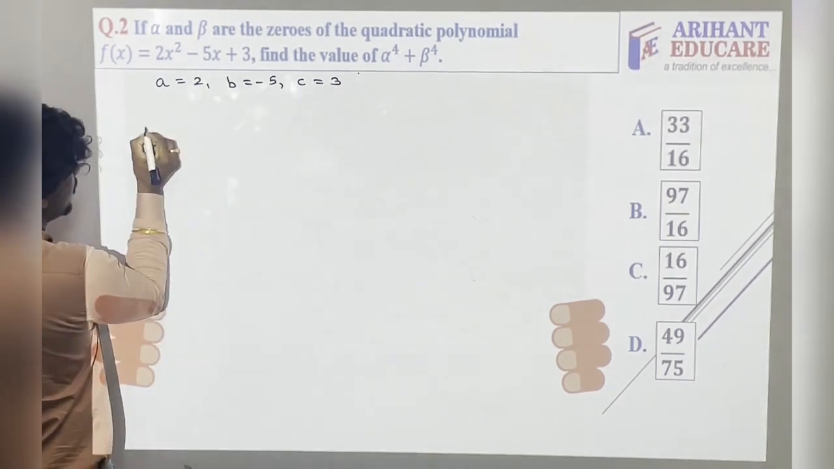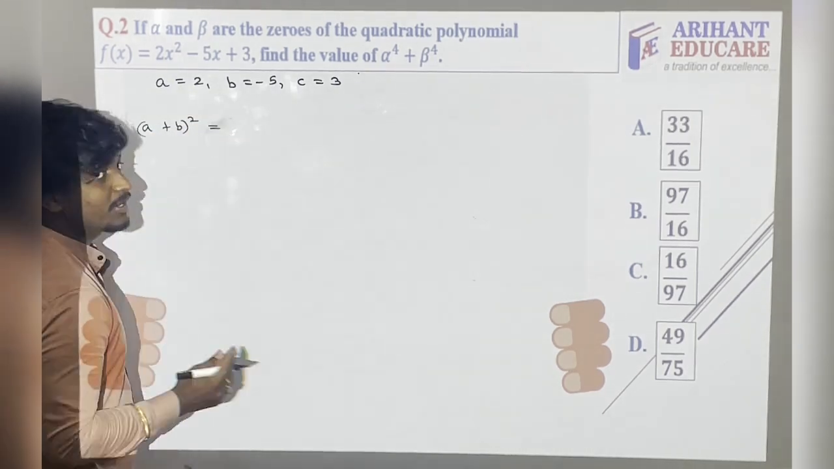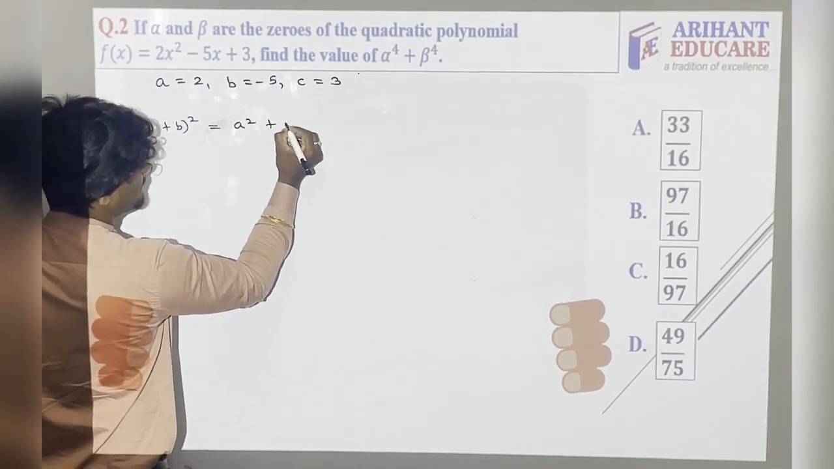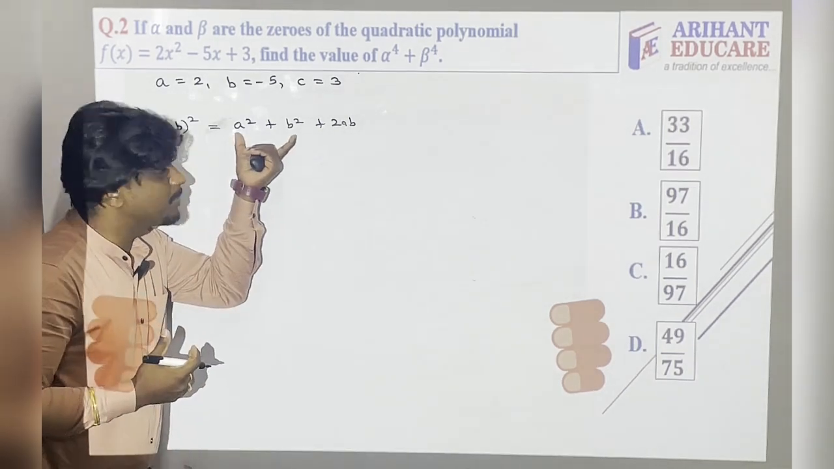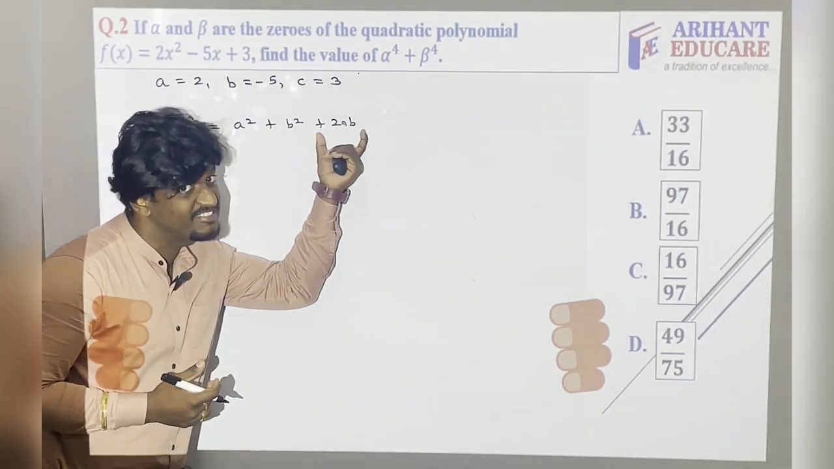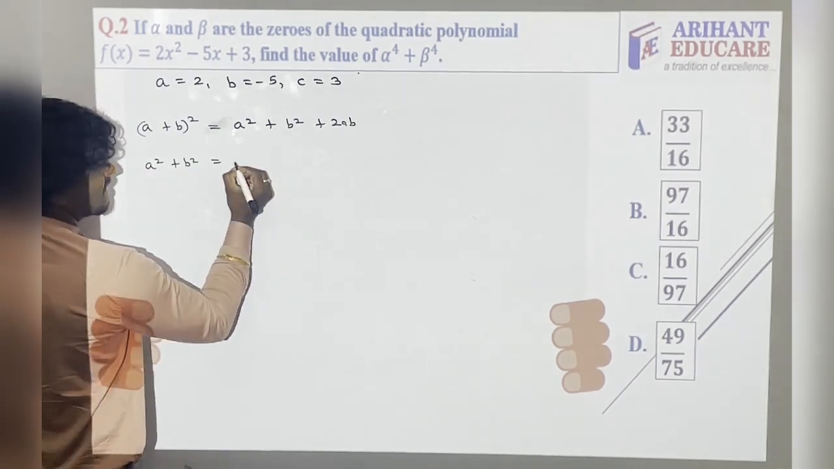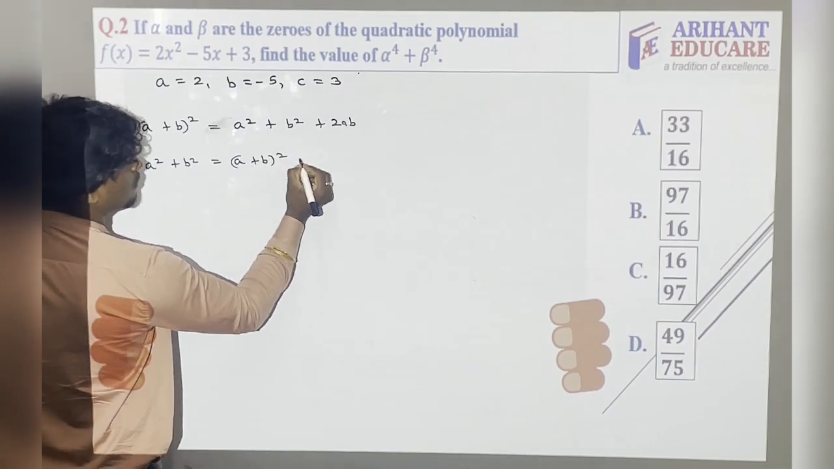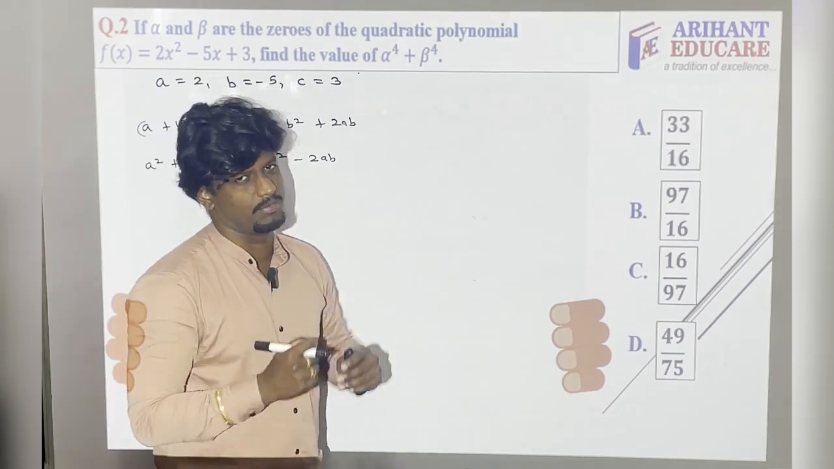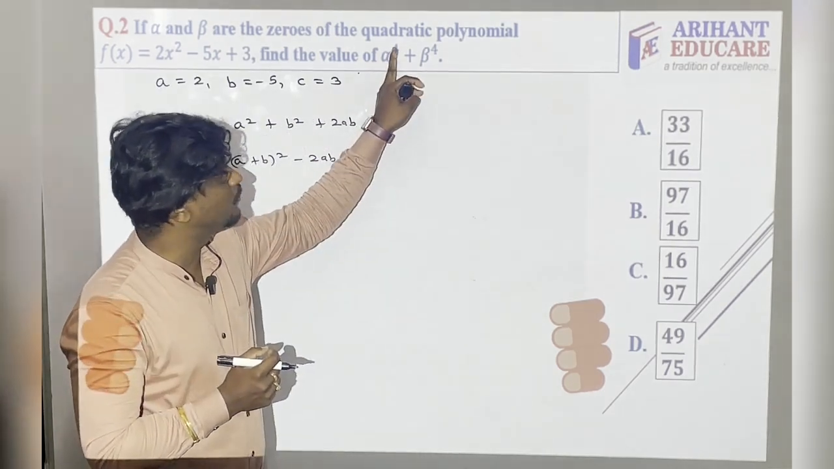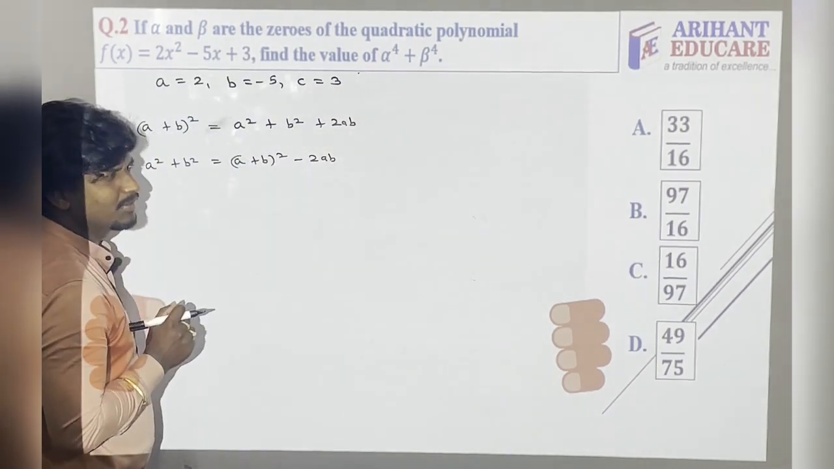You must be knowing what a plus b the whole square is, right? What is a plus b the whole square? It is a square plus b square plus 2ab. Let's say I want a square plus b square on one side. What will I do? I take this plus 2ab to the other side. So what will I get? A square plus b square is a plus b the whole square minus 2ab, right? But again, the question is, we need the power 4. So we need to write alpha raised to 4 plus beta raised to 4 in terms of a square plus b square. Do you have any idea?